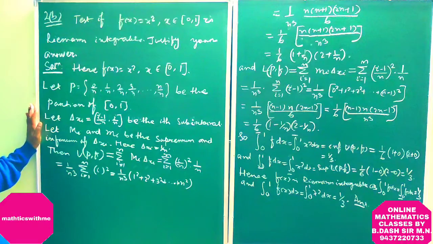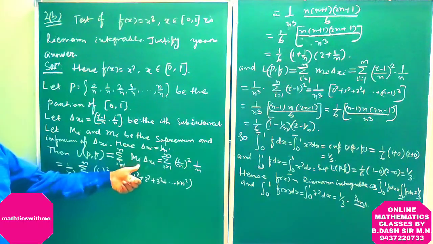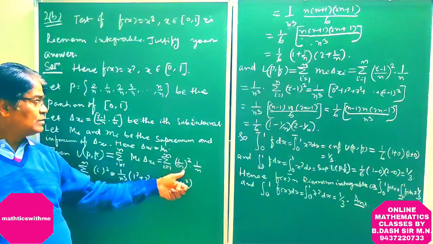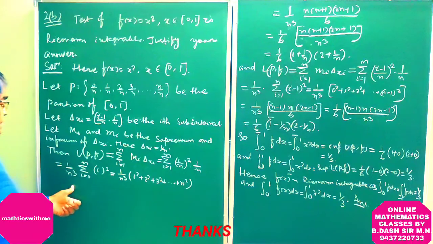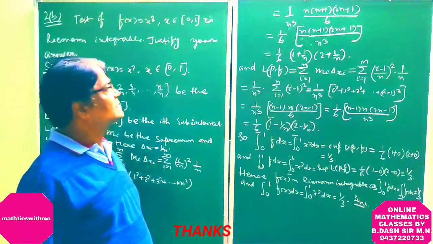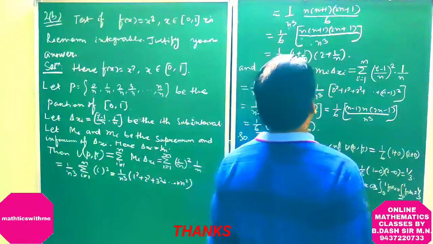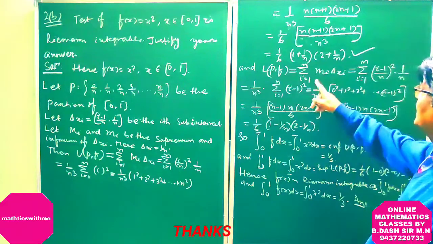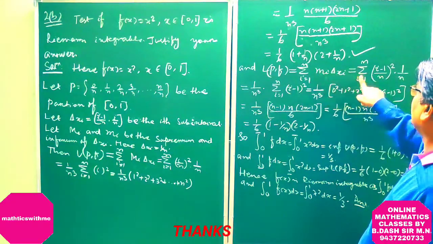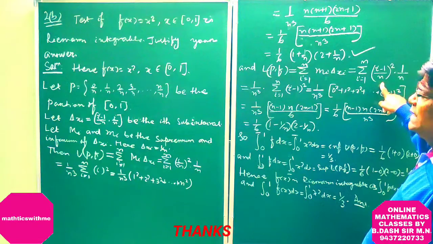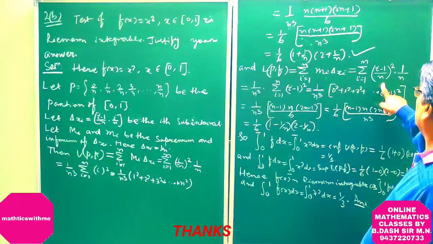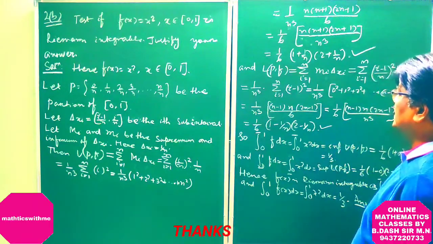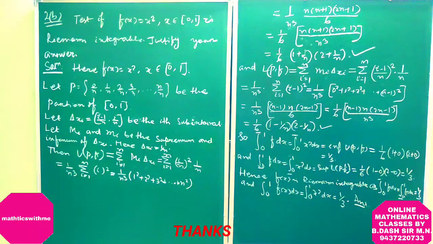So then UPF is equal to summation i is equal to 1 to n Mi delta xi. Here the function is x square, so (i by n) whole square into 1 by n. After simplification, we get 1 by 6 (1 plus 1 by n)(2 plus 1 by n). Again, LPF is equal to summation i is equal to 1 to n small mi delta xi. Here f(x) is x square, so (i minus 1 by n) whole square into 1 by n. After simplification, we get 1 by 6 into (1 minus 1 by n)(2 minus 1 by n).